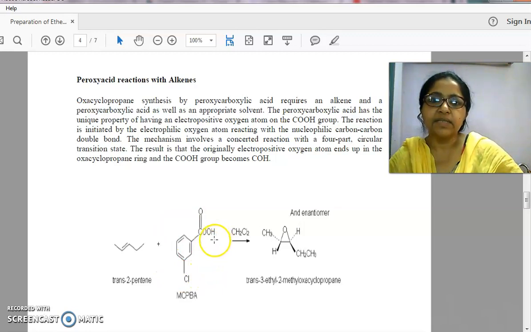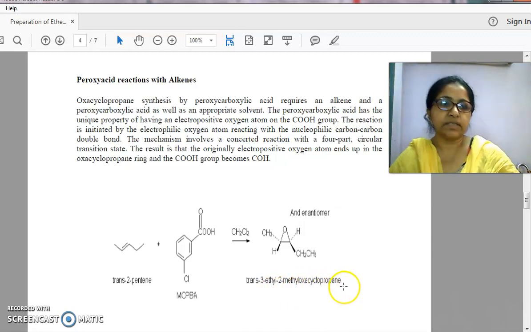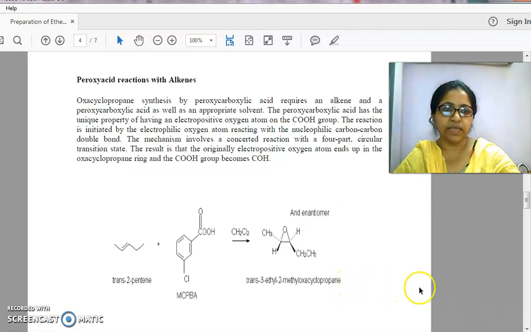of oxygen. This reacts with this double bond in the presence of dichloromethane to give you a trans product, meaning these two groups are on the opposite side. We had started with a trans alkene and we have ended up with a trans 3-ethyl-2-methyloxacyclopropane. That is what the nomenclature goes for epoxides. Okay, so let us see the mechanism.